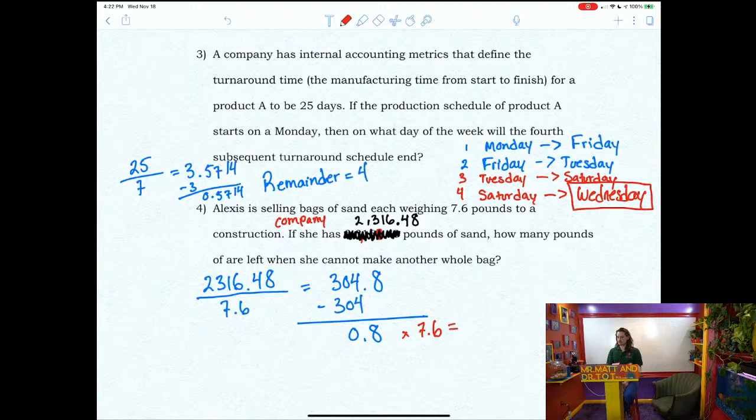And for number 4, if we subtract away the 304 complete bags of sand that she can make, we're left with a remainder of 0.8. If we take 0.8, which is the decimal version of the percentage remainder representing 80% of another whole bag, and take 80% of another 7.6 pounds, we're going to get 6.08 pounds remaining when she cannot make another whole bag.